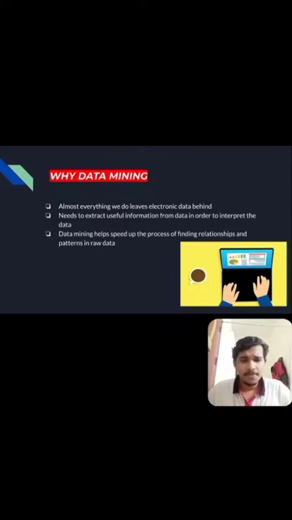Why data mining? As we know, we are living in an electronic world. Whatever we do on an electronic device leaves data behind. And data mining helps speed up the process of finding relationships and patterns in raw data.